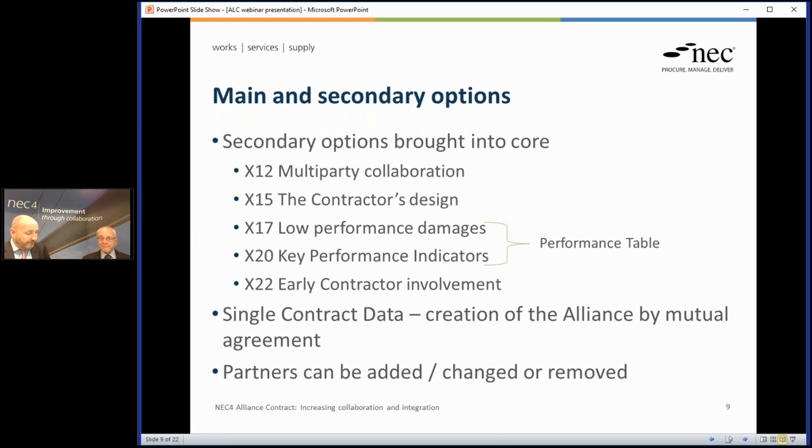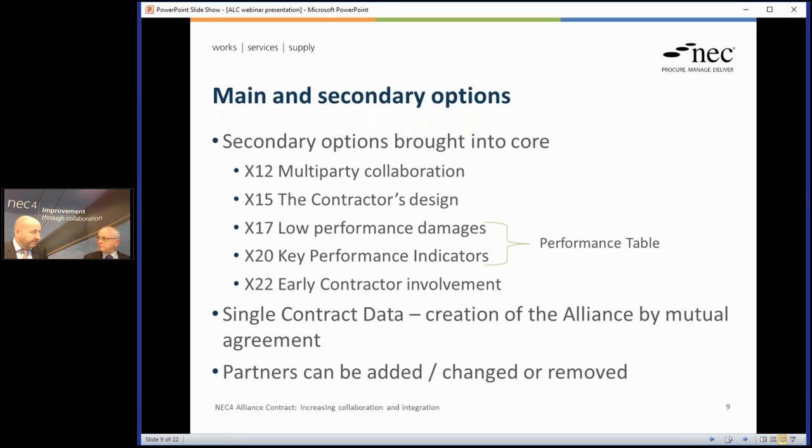Okay, in terms of other secondary options, some of these we've brought into the core clauses. The view was that these shouldn't be an option because they will be needed on each and every alliance contract. So as you may expect, X12 multi-party collaboration, yes. The key elements of that have been brought into core, or if they're not in core, they're no longer needed because they're covered by other aspects of the contract.